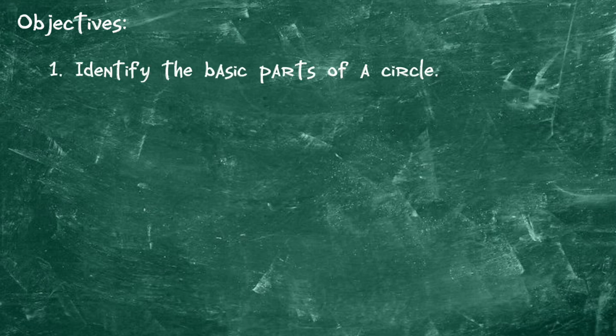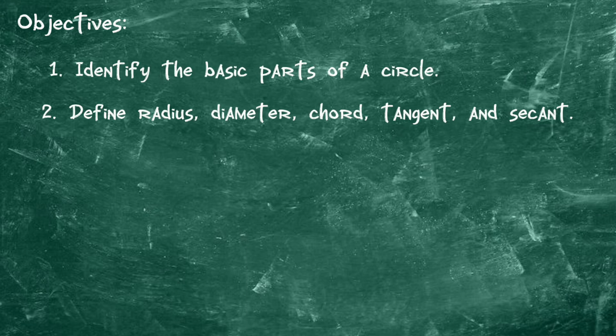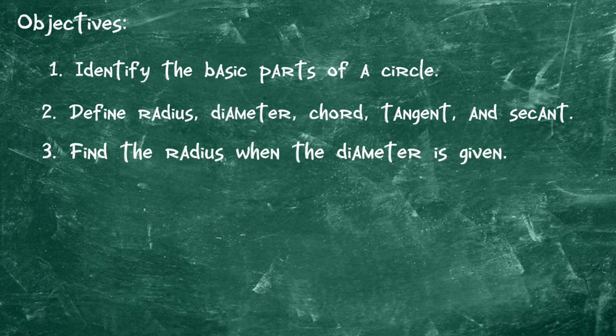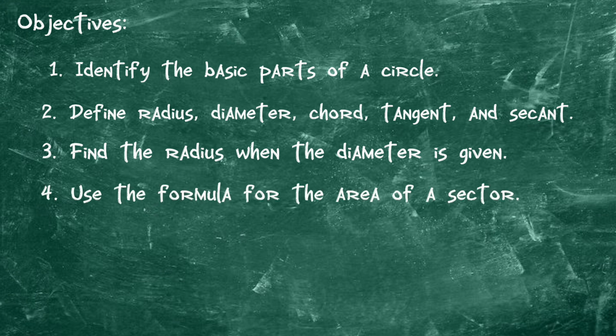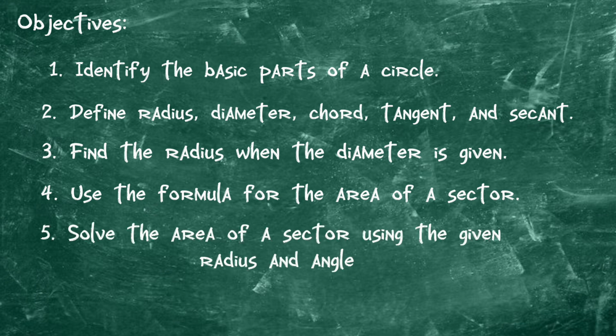Mathematics. For our objectives, first is to identify the basic parts of a circle. Second, define radius, diameter, chord, tangent, and secant. Third, find the radius when the diameter is given. Fourth, use the formula for the area of a sector. And last, solve the area of a sector using the given radius and angle.